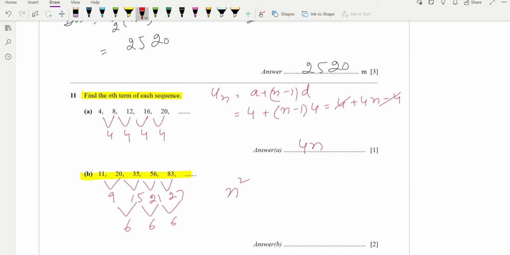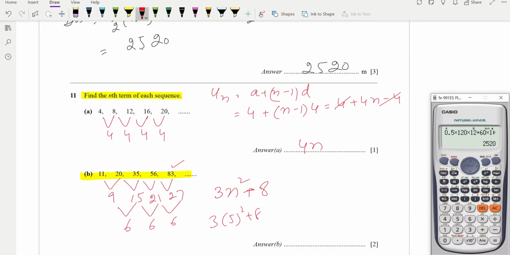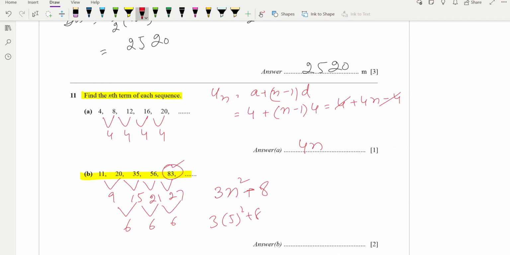If we take 3n squared, for 1 it will be 3, plus we can check for 8. So if we check 1, 2, 3, 4, 5 and replace n with 5, we get 3 into 5 squared plus 8, and this will give us 83, and this is 83. So our formula is working. This is basically the check which I have done.